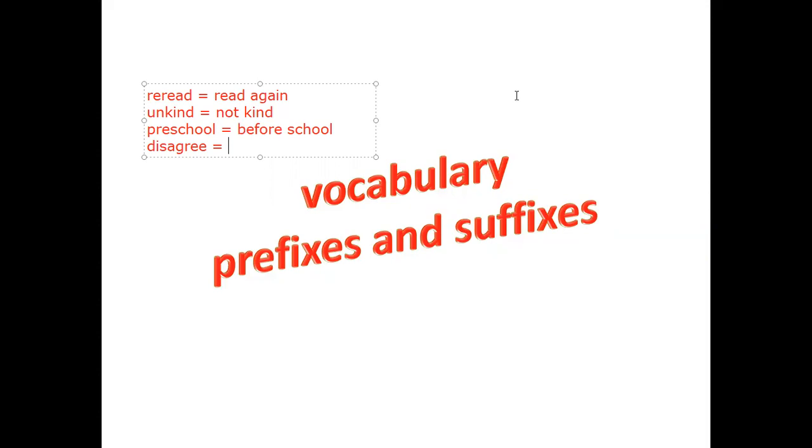So the prefixes are a word part or a group of letters. We add them to the beginning of the word and they change the meaning of the word. Like reread, here re is a prefix. Unkind, un. Preschool, pre. Disagree, dis. There are many prefixes and suffixes.